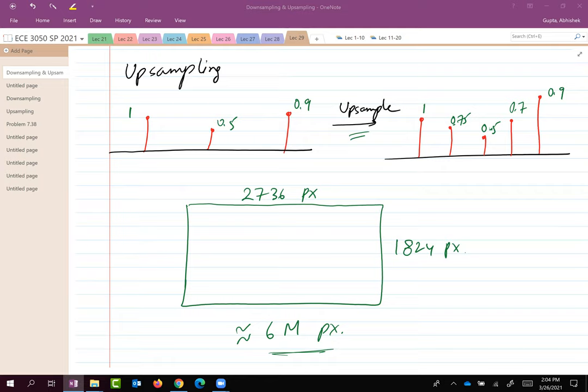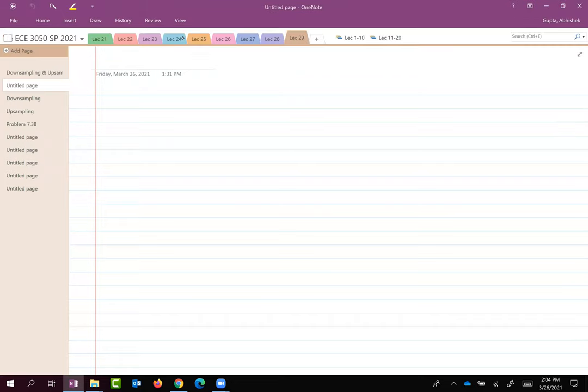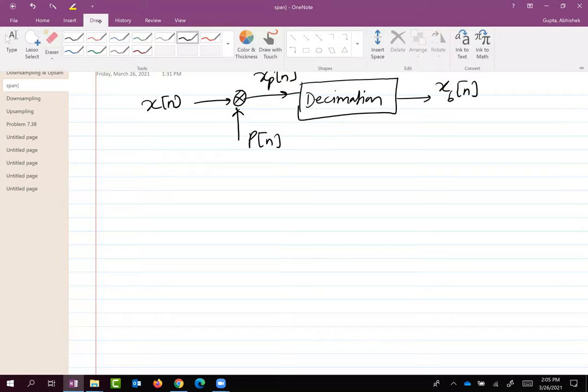Okay, so let's think mathematically what's happening when you're doing downsampling and upsampling. So I have the original signal, x[n], that gets multiplied by an impulse train p[n], and I get xp[n]. So xp[n] is the sampled signal. And it goes through a process called decimation. And what I get is xb[n]. So decimation is the downsampling part. This process is known as downsampling.